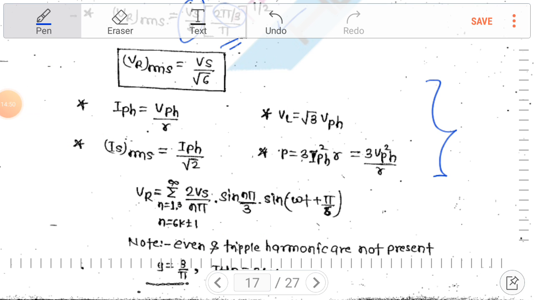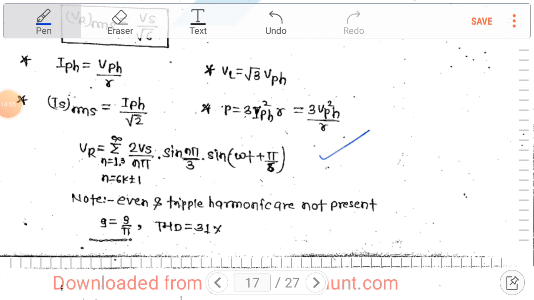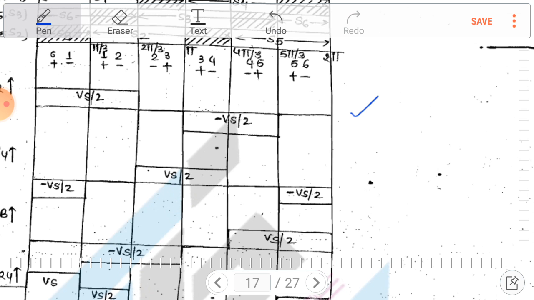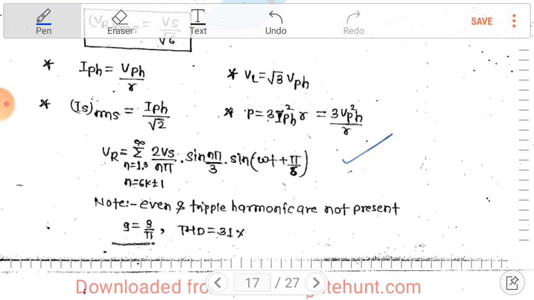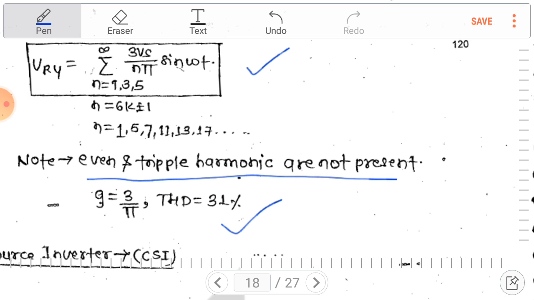The other parameters we can solve by using the simple formulas. This is the Fourier series we obtained of the above waveform VR, and by analyzing we get the distortion factor and total harmonic distortion the same as in 180 degree conduction mode. This is the Fourier series of the line voltage waveform VRY in 120 degree conduction mode. Here also even and triple harmonics are absent and THD is the same.